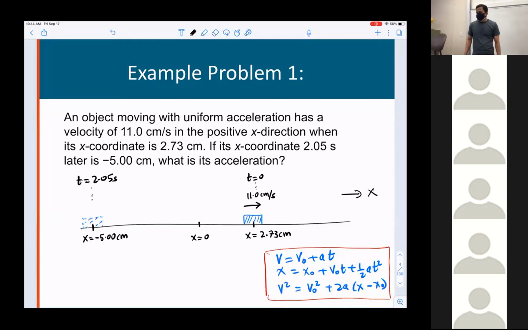Right? So what does this 11 centimeters per second? There's a question here. Oh. Yes, the code is 0335.